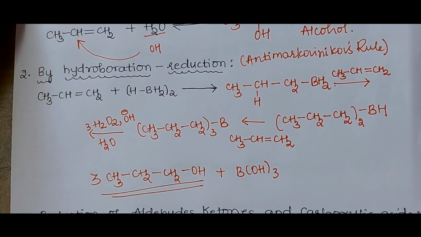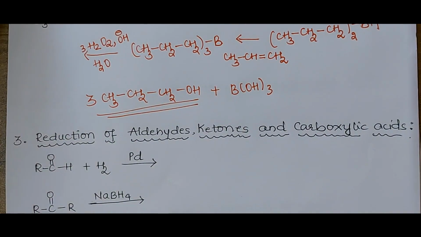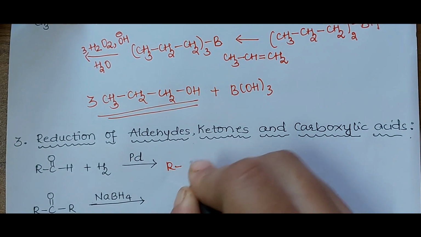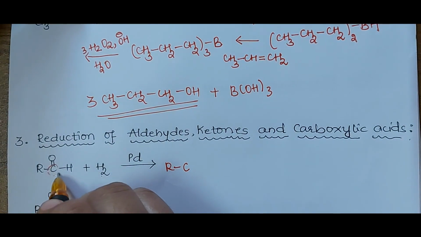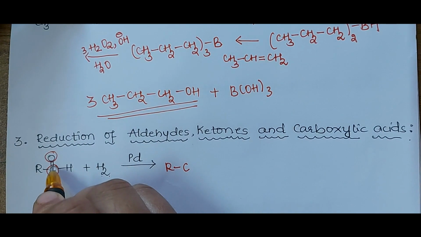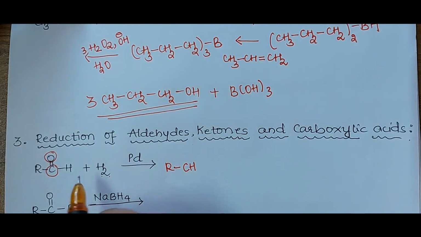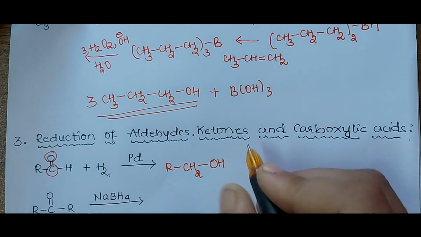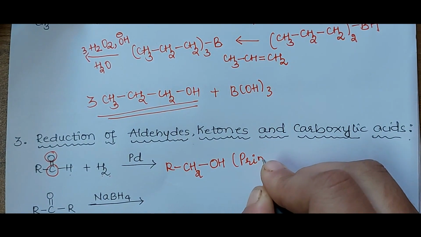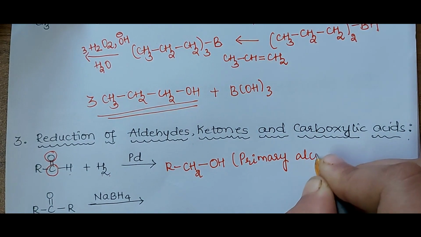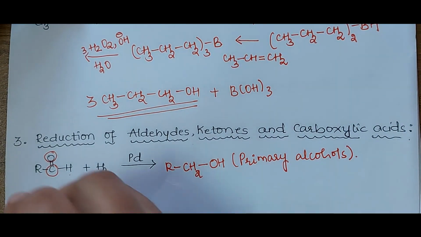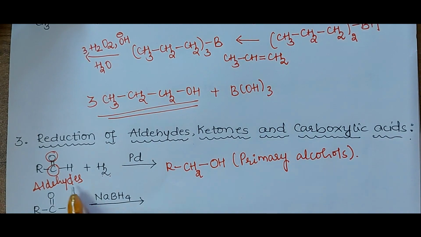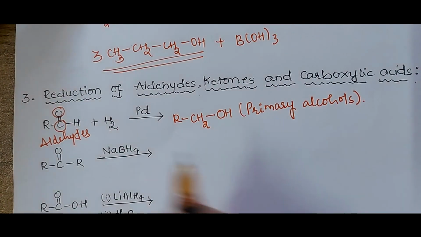We'll go with the next method of preparation, that is reduction of aldehydes, ketones and carboxylic acids. Whenever reduction of aldehydes occurs by addition of hydrogen in the presence of a catalyst, one hydrogen gets added to the carbonyl carbon, another hydrogen to the oxygen, and the resulting product, as already we have CH, it becomes CH2, the double bond becomes a single bond, O and H, and we see that it's a type of primary alcohol. So you should remember that whenever aldehydes undergo reduction by addition of hydrogen, either in the presence of a catalyst or any reducing agent, they form primary alcohol.